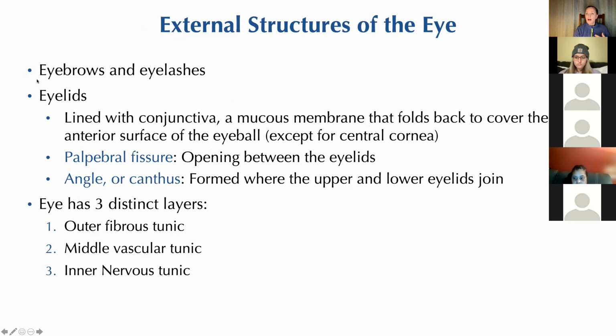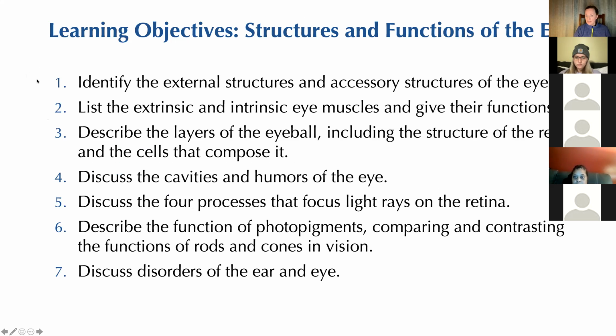Then we'll talk about how the light is processed through the eye, which is really important. That's a lot of the physiology and focusing the light onto the retina. And then, of course, we have to look at the photoreceptive cells, the rods and the cones. You've probably learned those a little bit before. And then we'll go through disorders of the eye. I have disorders of the eye and ear here, but we're not doing hearing tonight. We're just doing vision.